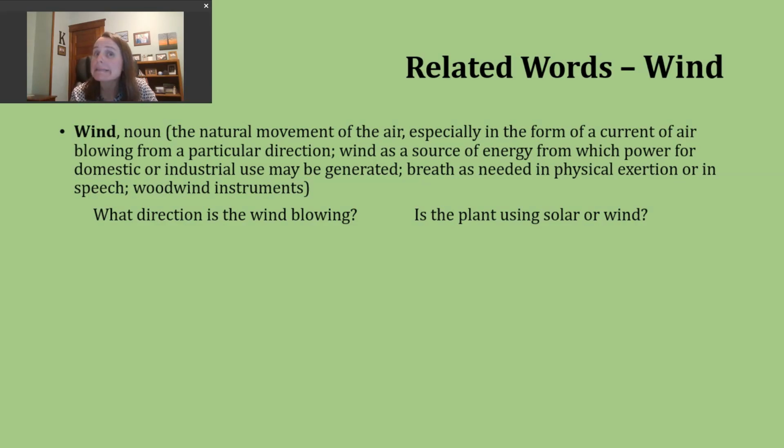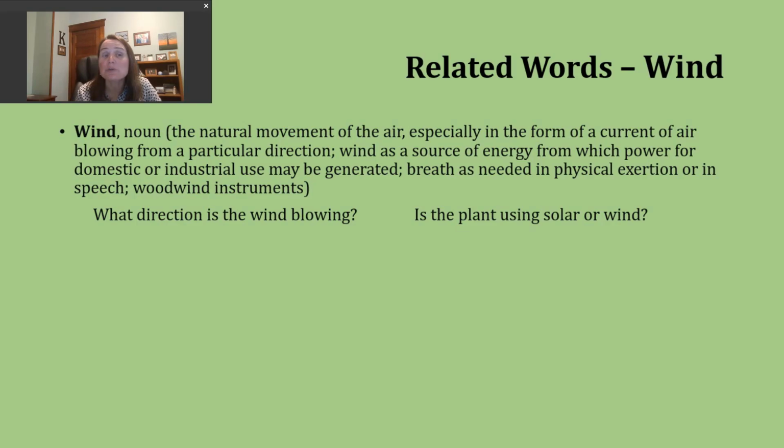Okay. Now, a second way to use the noun wind is to use it to talk about a source of energy, could be at someone's home. It could be sort of industrially created or generated. And again, it's coming from that movement of air. So an example of how you might hear this used, someone might ask, is that plant using solar or wind? So there's, again, trying to note what kind of the source of the power or the electricity that's being created.